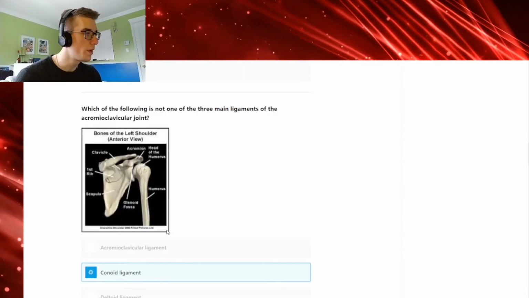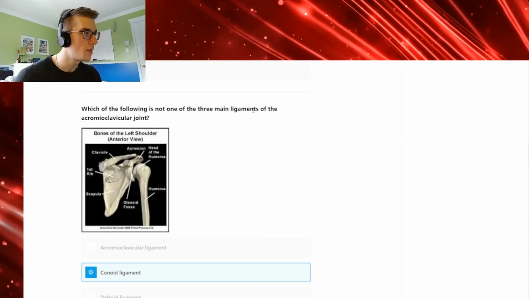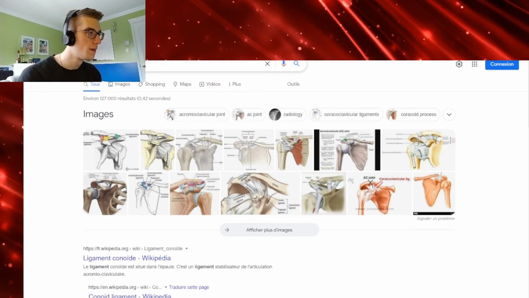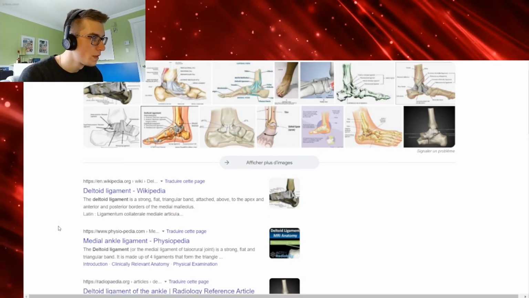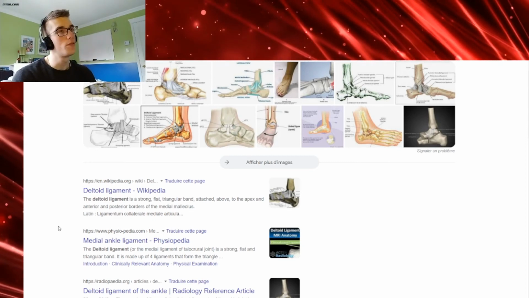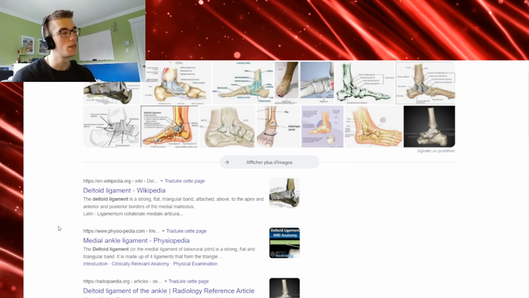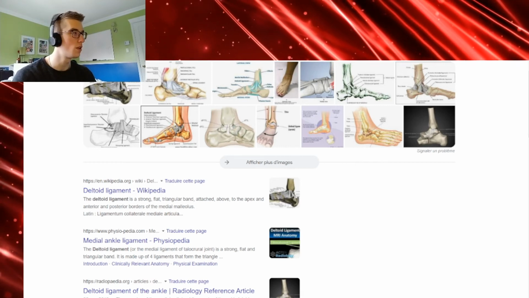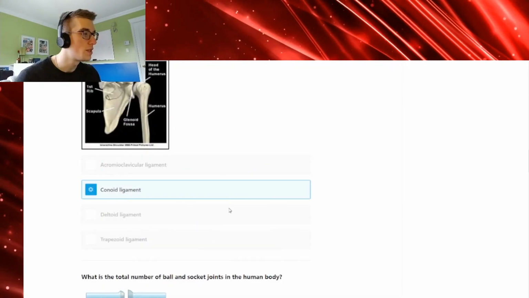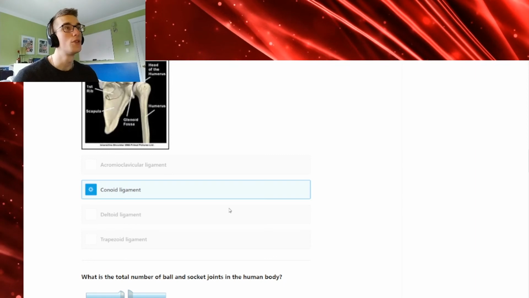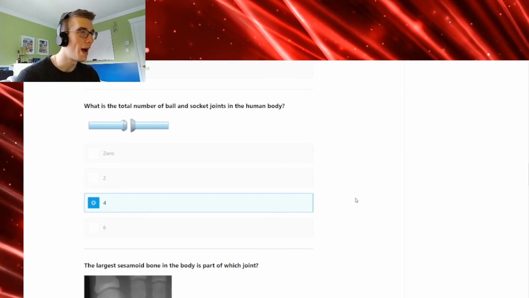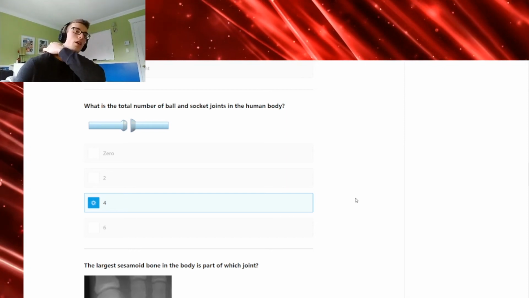Which of the following is not one of the 3 main ligaments of the acromioclavicular joint? Conoid ligament, I said. Oh, it's the deltoid, in the foot. Oh! I confused myself with another ligament, because there's another one in the medial foot. It's also called deltoid. But I thought they were referring to another one in the shoulder. So it's the deltoid one. I knew that one, but I thought there was another one in the shoulder.